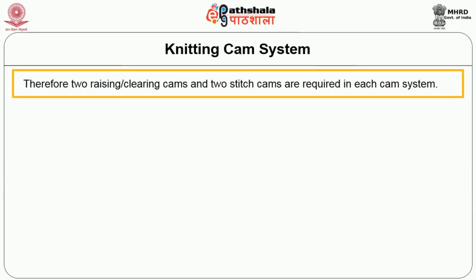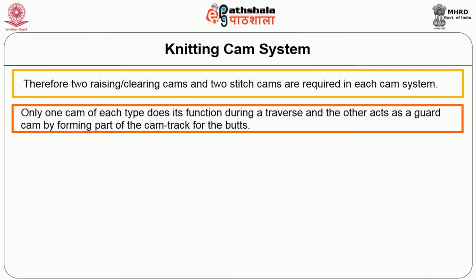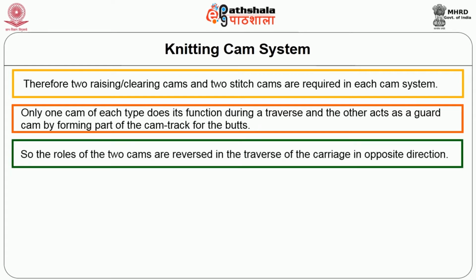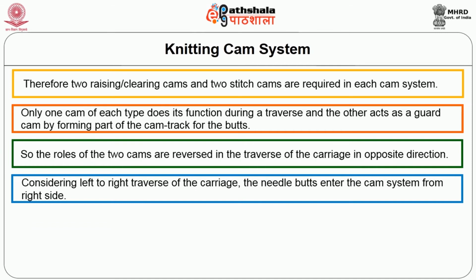Therefore, 2 rising clearing cams and 2 stitch cams are required in each cam system. Only one cam of each type does its function during a traverse and the other acts as a guard cam by forming a part of the cam track for the butts. So the roles of the 2 cams are reversed in traverse of the carriage in the opposite direction. Considering left to right traverse of the carriage, the needle butts enter the cam system from the right side.